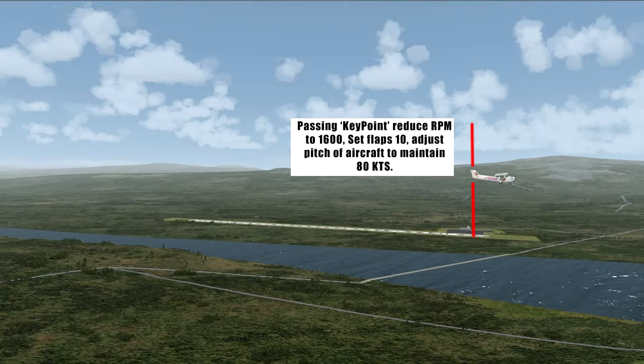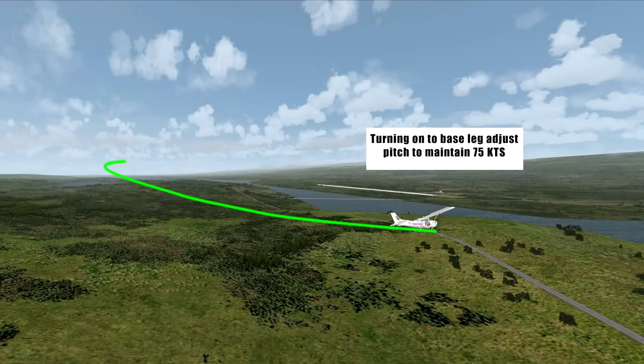When we pass that point, we will go revs down to 1,600, flaps 10 degrees, first stage of flaps, and adjust the pitch of the aircraft to maintain that 80 knots. Once we've got that established, and we're established at 80 knots, we're going to think about making a turn onto the base leg. When we turn onto the base leg, we just need to ease back a little bit on the flight stick or the yoke to reduce the speed to 75 knots, and then make a turn 90 degrees to the left again, so that we can maintain 75 knots.